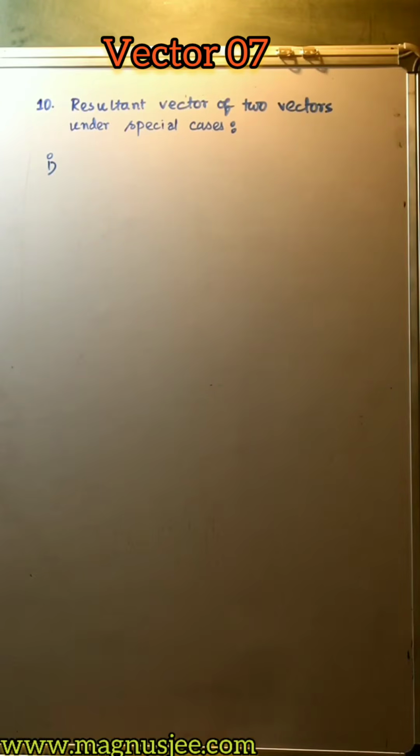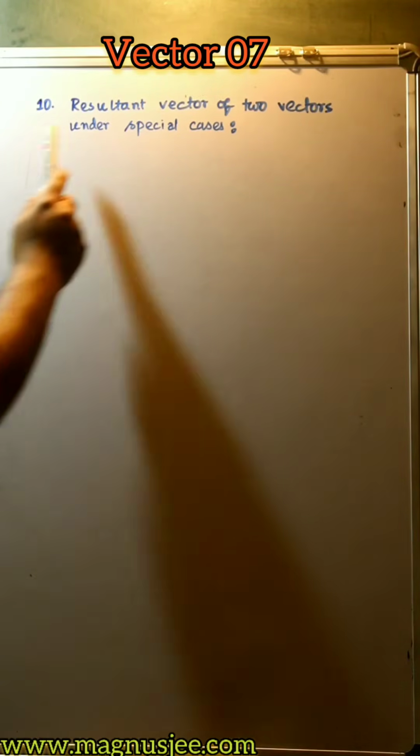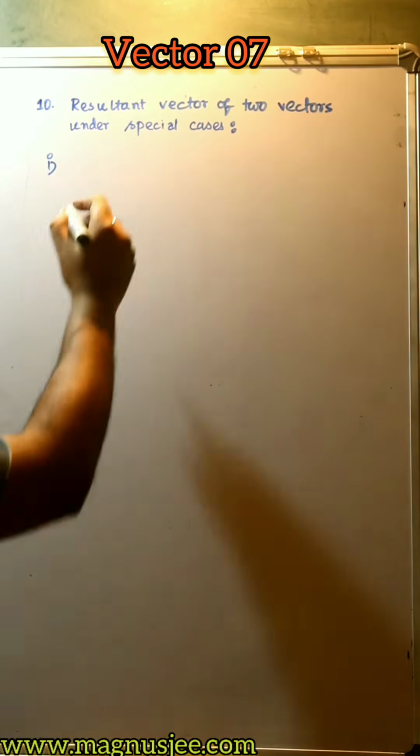A resultant vector of two vectors under special cases.